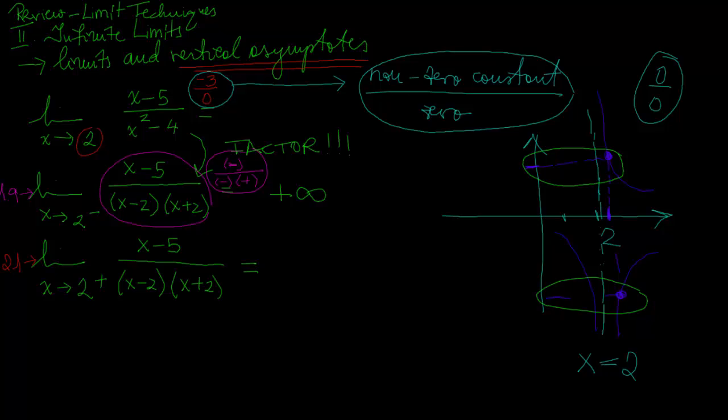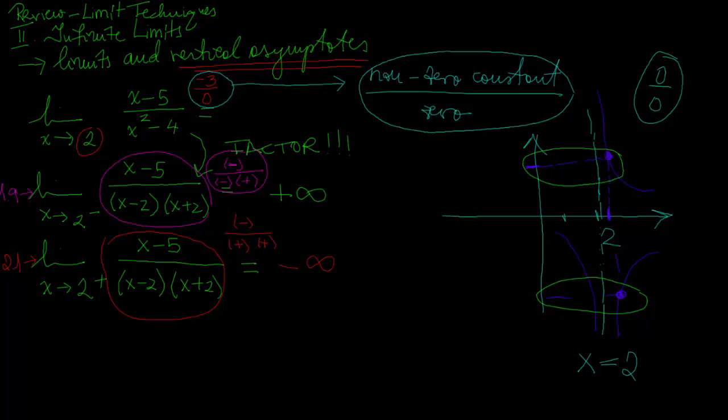Let's evaluate now in this particular expression here. So 2.1 minus 5 gives us a negative number. 2.1 minus 2 gives me a positive number, and 2.1 plus 2 gives me a positive number. So put together, this gives me a minus, and then of course I have the infinity afterwards.